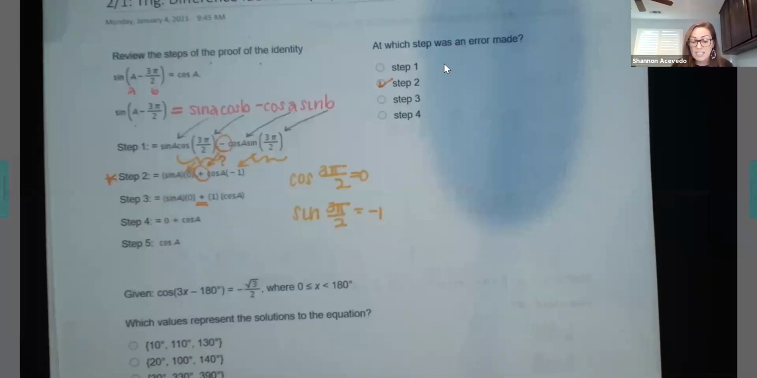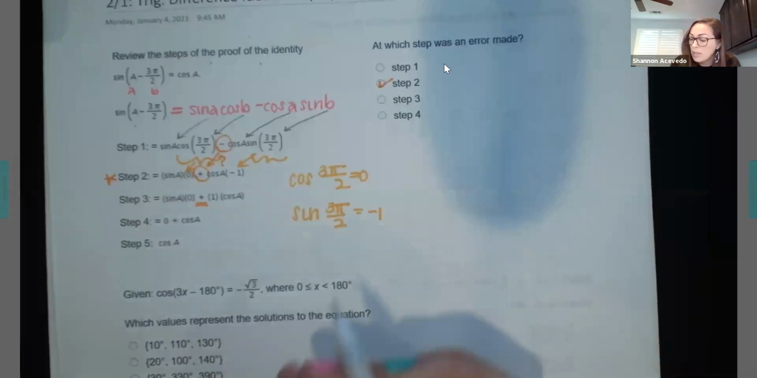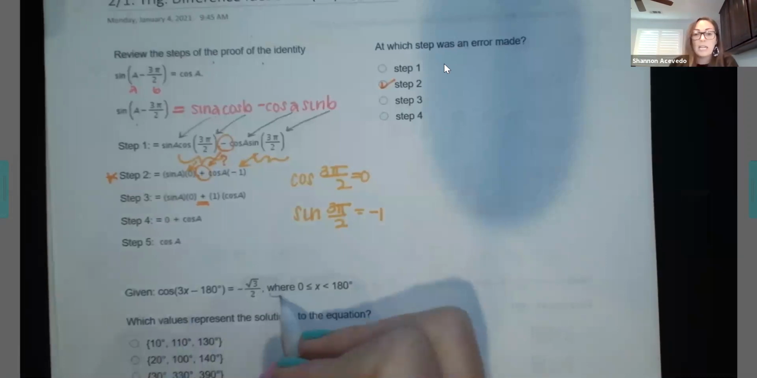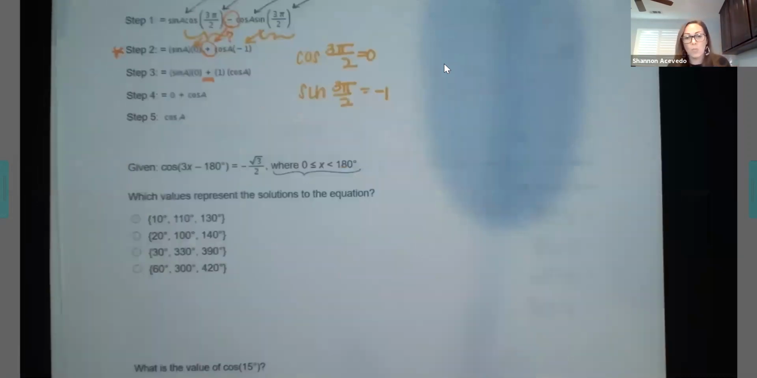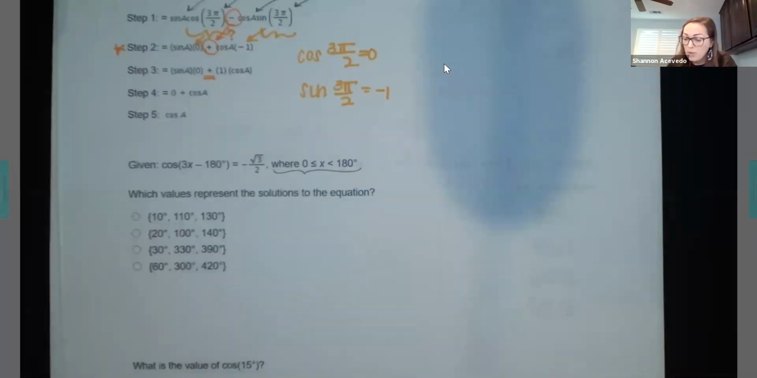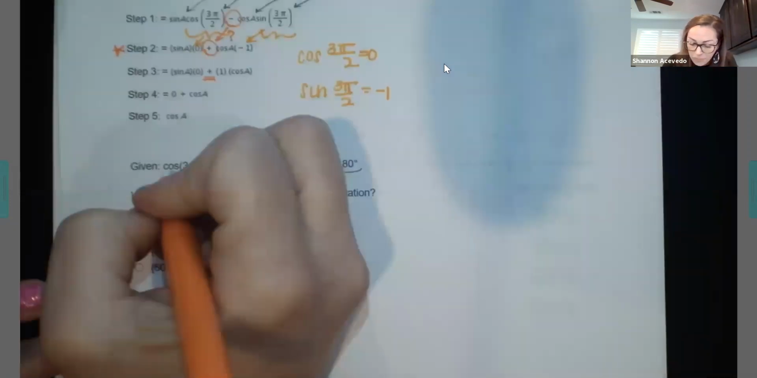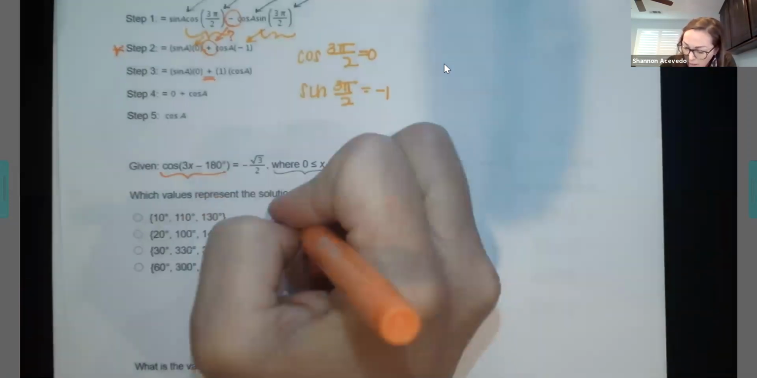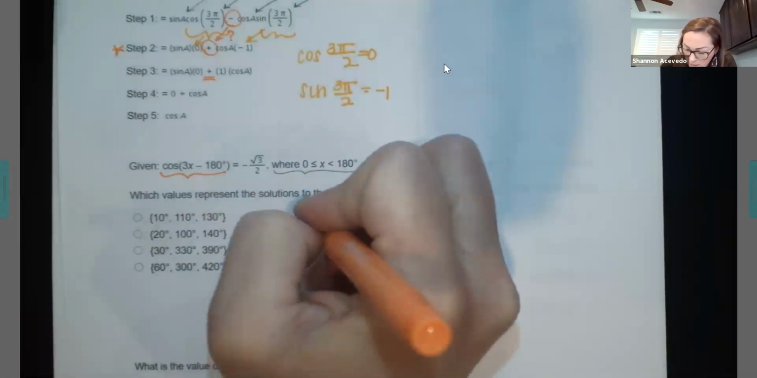All right, this next one though, this is where things are going to get tricky. So it says that we want to evaluate this where my x value is between 0 and 180. So we're only picking x values between 0 and 180. So what is x going to be so that I end up with this? All right, so here's how I go about this. I have what they gave me. Cosine of my 3x minus 180.